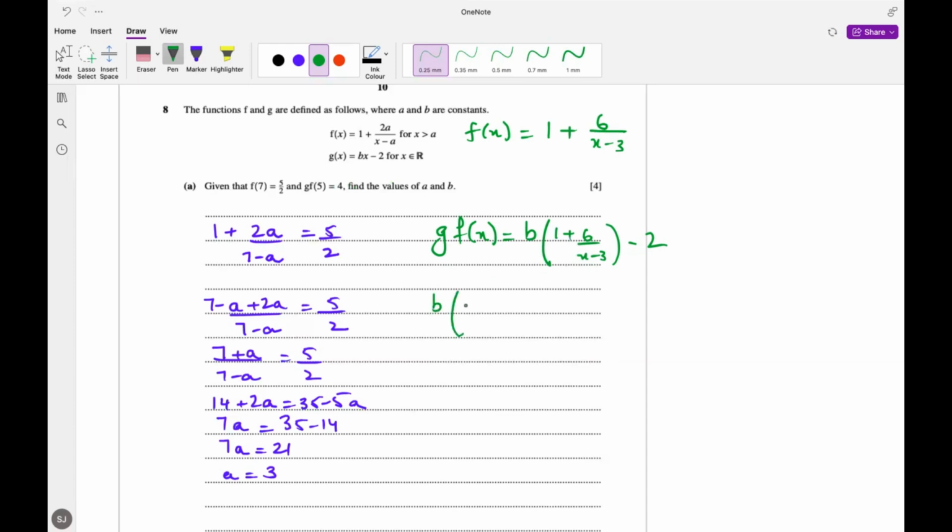So we'll write it as b into 1 plus 6 upon 5 minus 3 minus 2 equals to 4. So 6 upon 5 minus 3 is 2. So this will become 3. So b into 1 plus 3 minus 2 equals to 4. This will become 2b, which equals to 4... so 4b is equals to 4 plus 2, 6. b will be 6 upon 4, and we can simplify to write it as 3 upon 2.